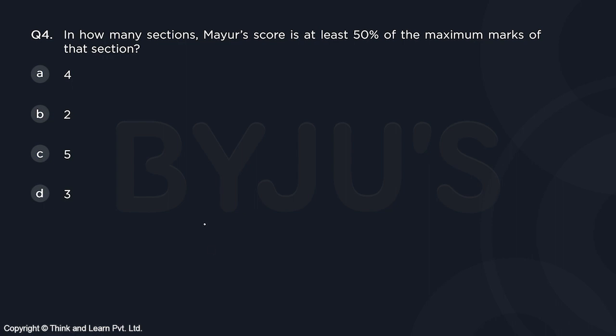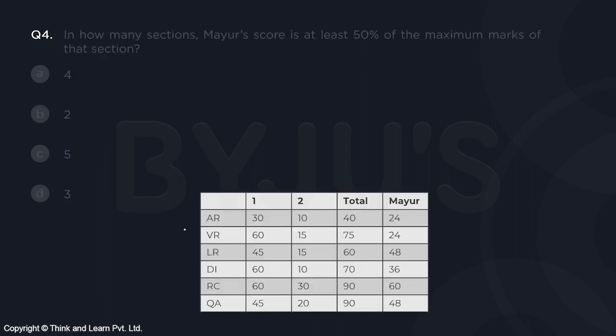Here comes question number 4. In how many sections is Mayur's score at least 50% of the maximum marks of that section? Let's try doing that as well. So his score should be at least 50% of the maximum marks of that section.